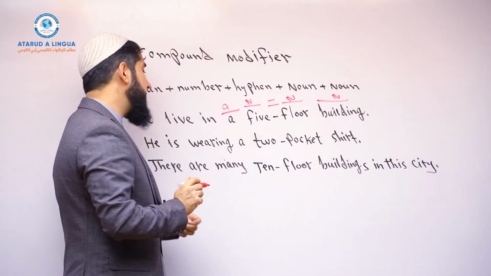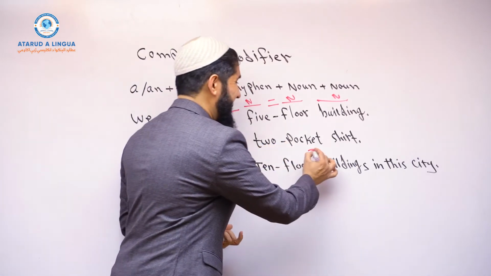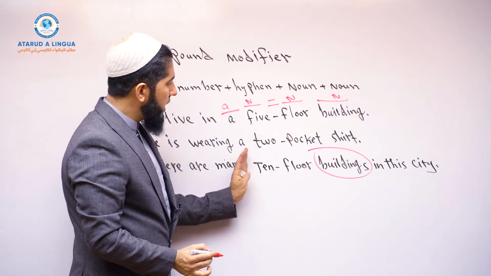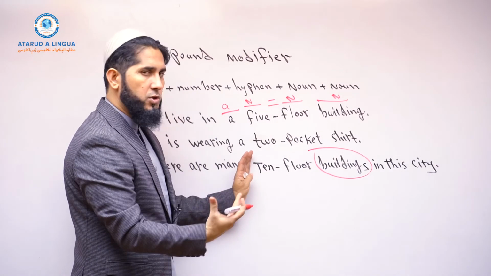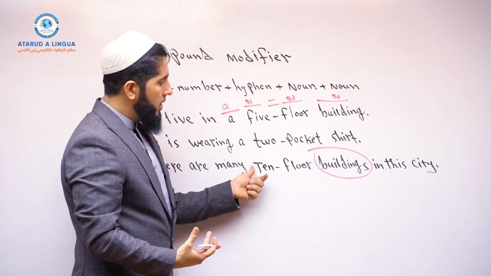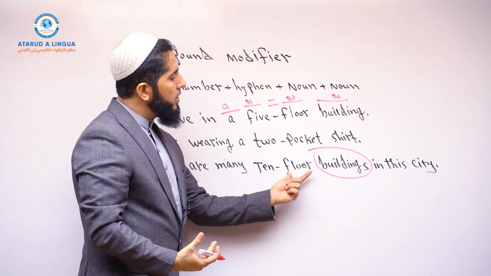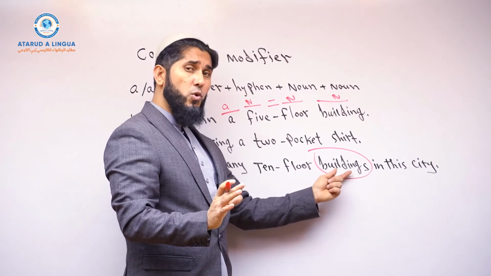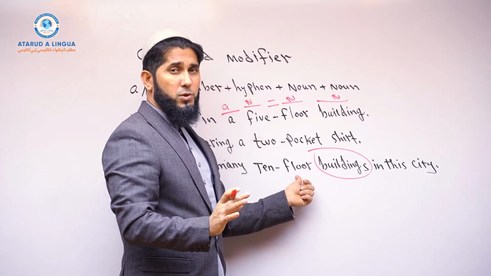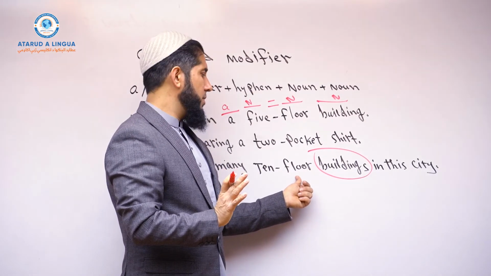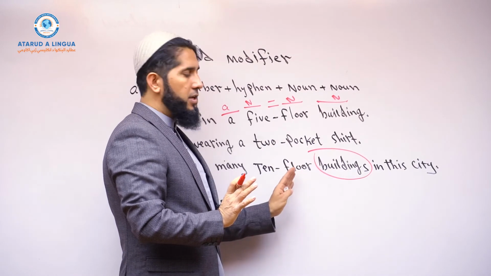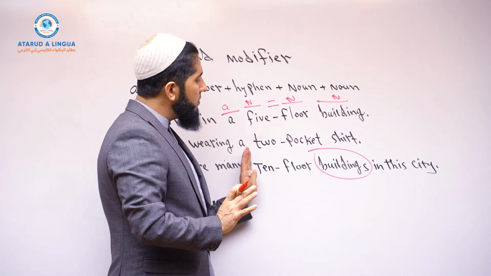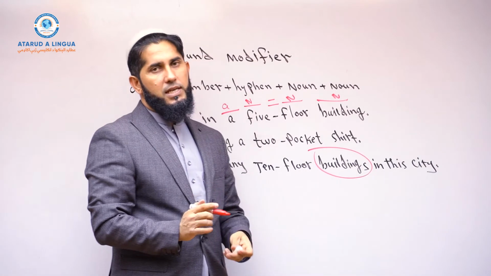So one more thing. When we talk about a plural noun like buildings instead of building over here, we do not need the article before the number. We don't say a 10-floor buildings. Why? Because we talk about something plural. Okay, so there's no article, but still, number, hyphen, and we talk about something plural like buildings, but the noun which comes before this plural noun should always be in singular form. Why? Because it functions as an adjective and it describes the following noun over here. So there are many 10-floor buildings in this city.